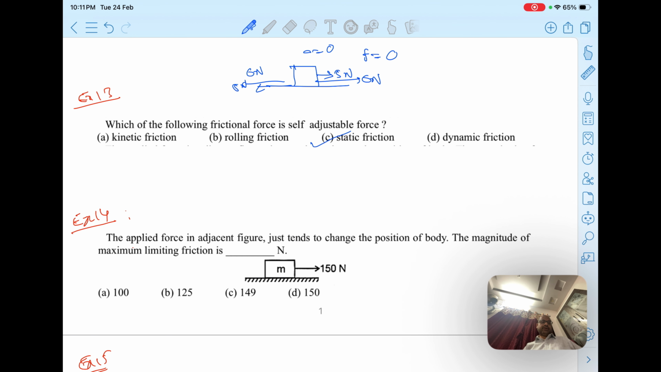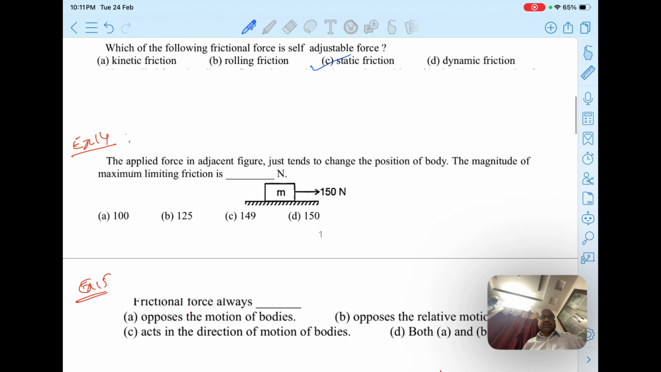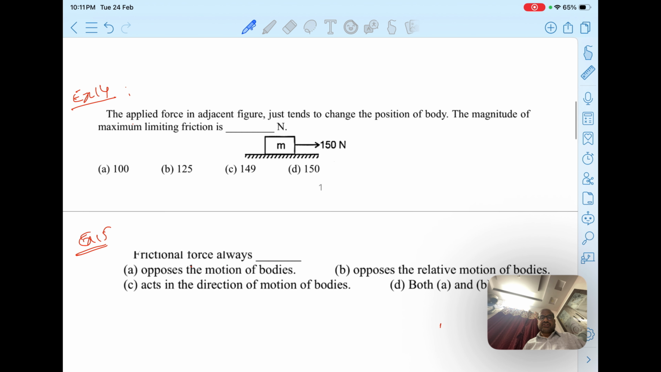Clear? Right. Now you can see here the applied force in the adjacent figure just tends to change the position of the body. The magnitude of maximum limiting friction: it just tends to change the position but has not yet changed, I mean about to move. Then the maximum value of static friction which comes into the picture is called limiting friction. And the value is how much here?